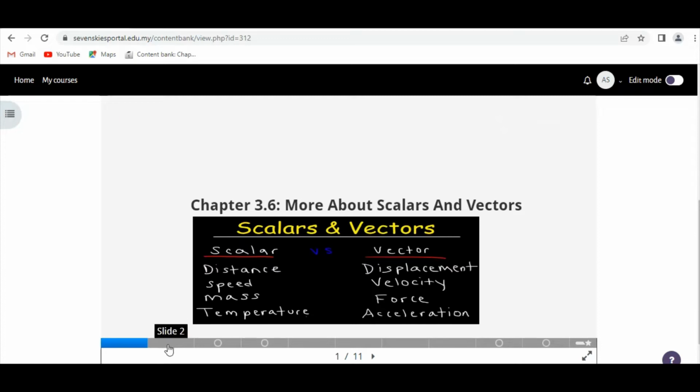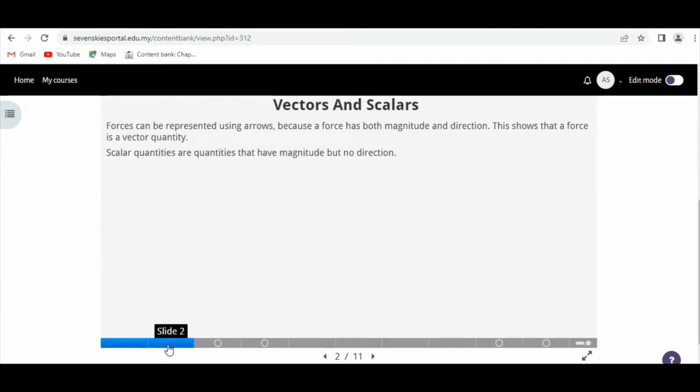Let's begin. Vectors and scalars. Forces can be represented using arrows because a force has both magnitude and direction. This shows that a force is a vector quantity. Scalar quantities are quantities that have magnitude, that is, they have size, but no direction.